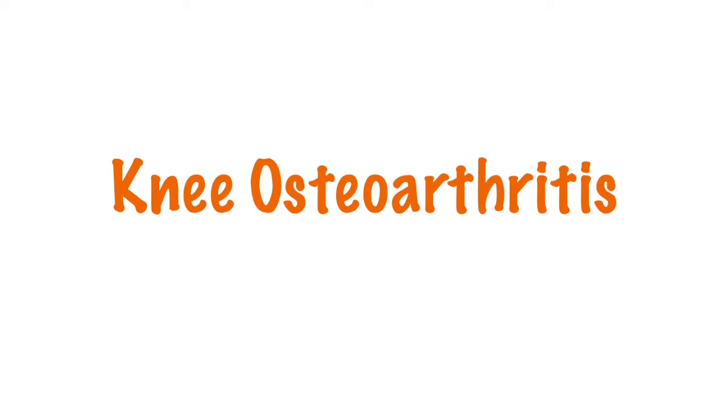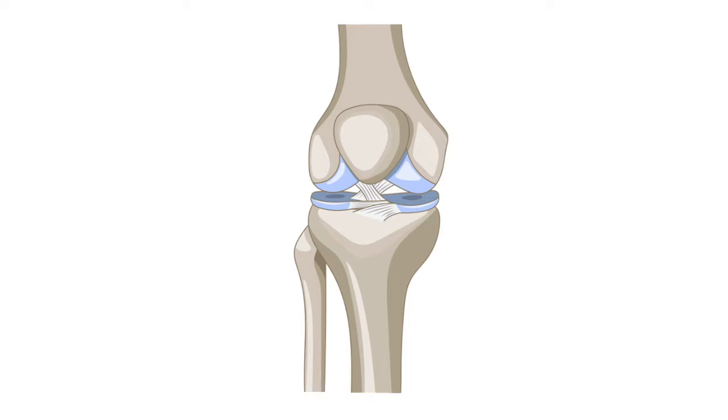Today we will be discussing knee osteoarthritis. We'll first go over some knee anatomy, discuss the underlying pathology in osteoarthritis, as well as what to look for on imaging, so let's get to it. Alright, let's start by looking at the knee joint.